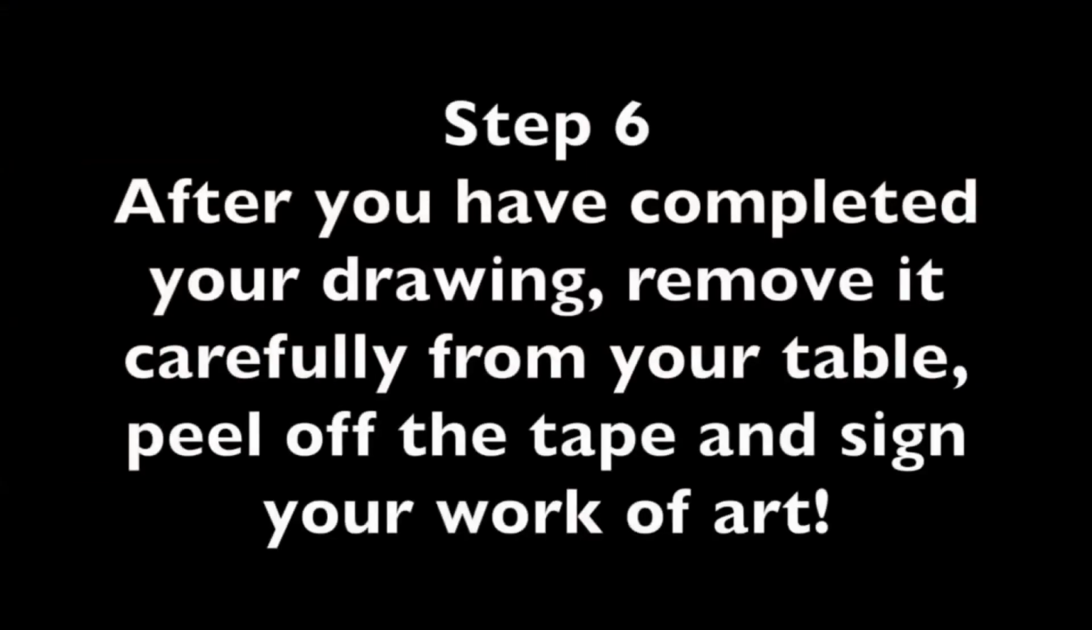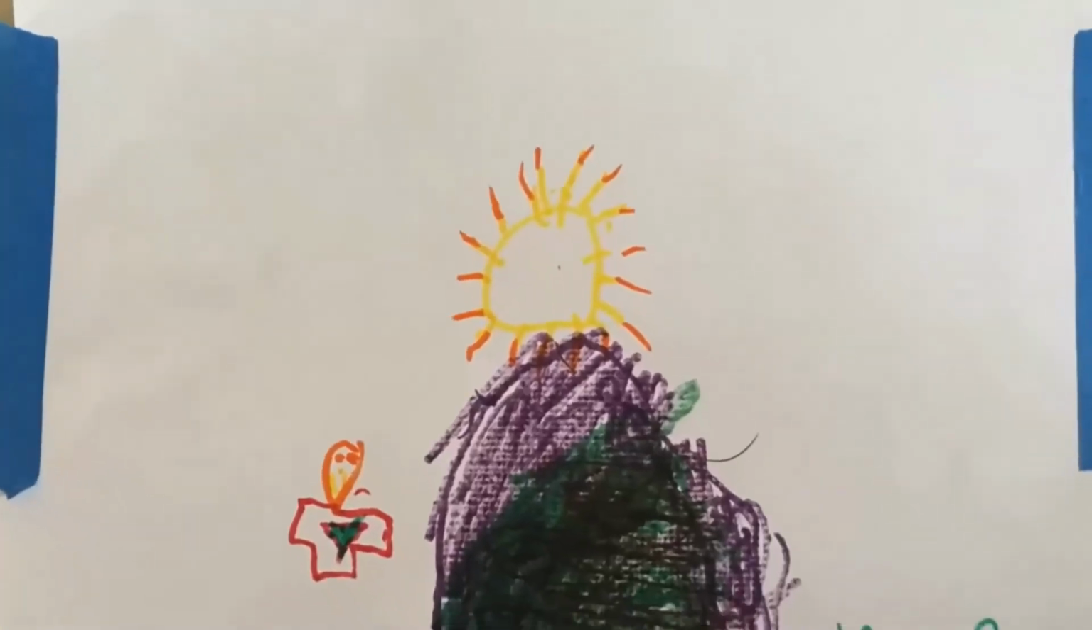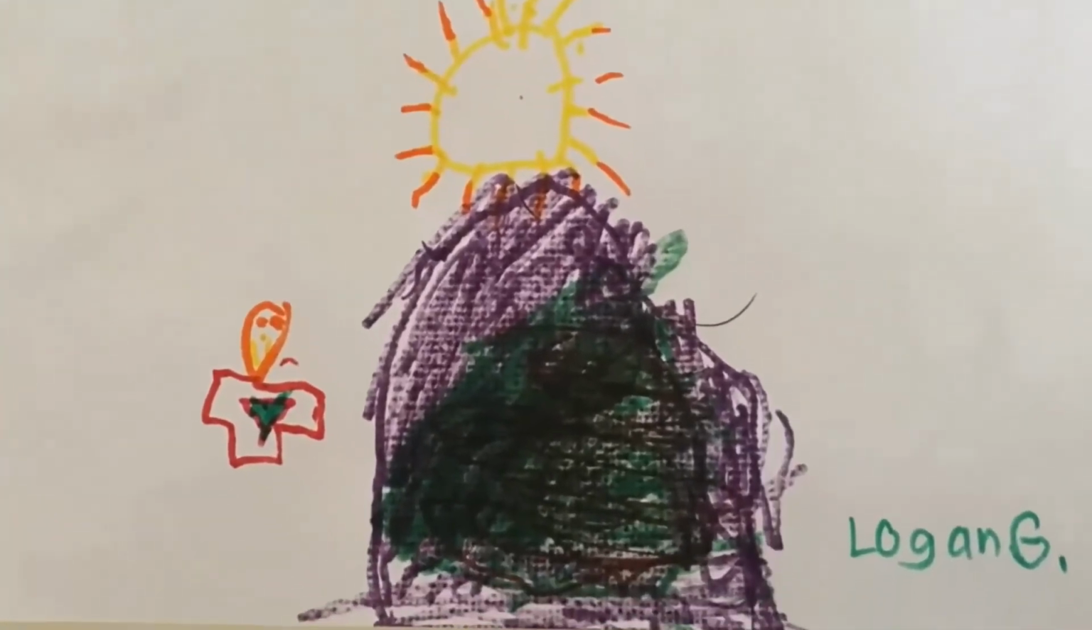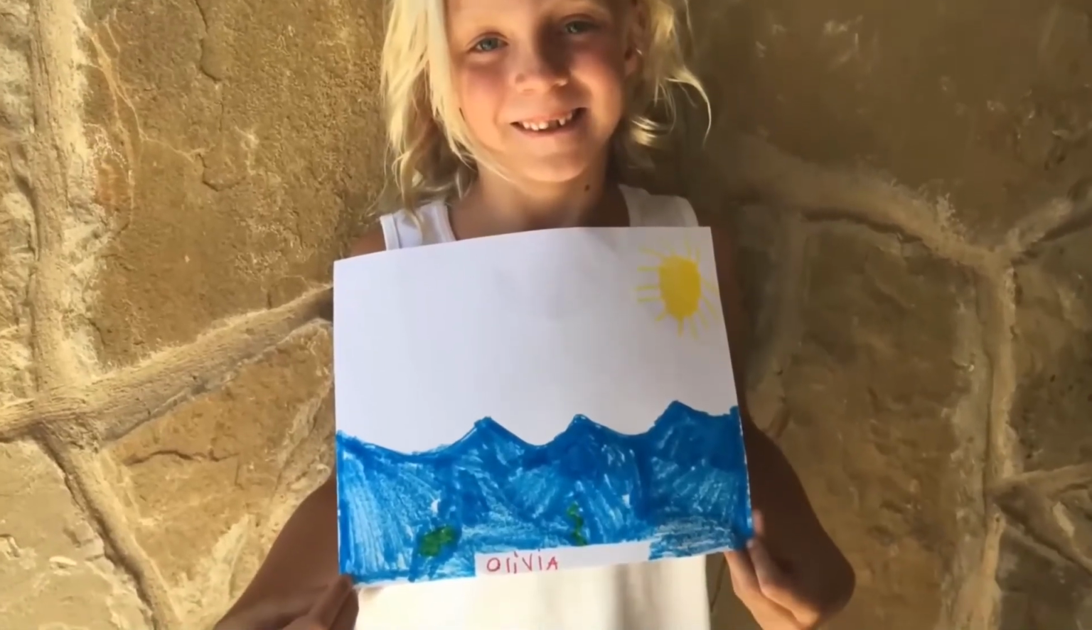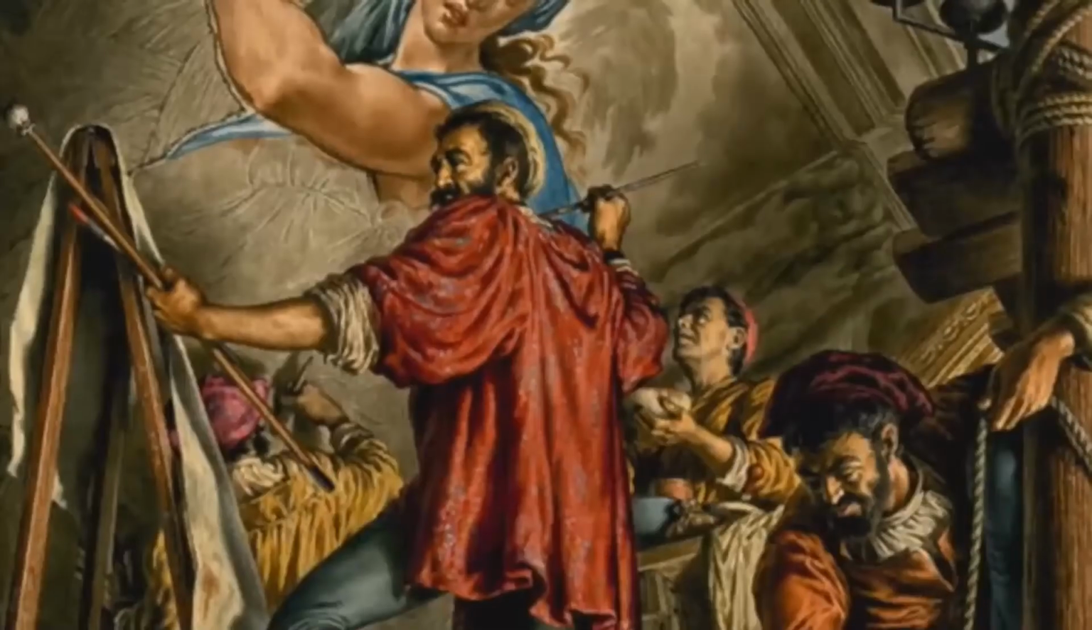Step 6. After you have completed your drawing, remove it carefully from your table, peel off the tape, and sign your work of art. Final step. Add a sticky label to the back of your drawing and write your name on the label.